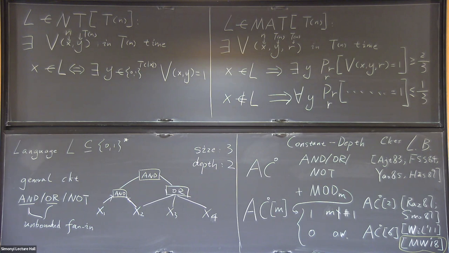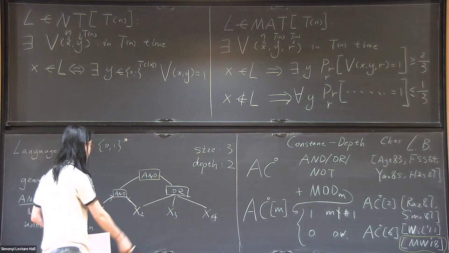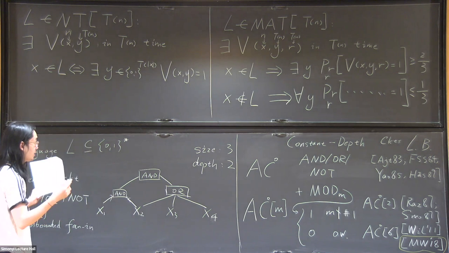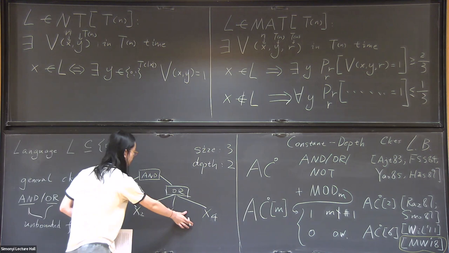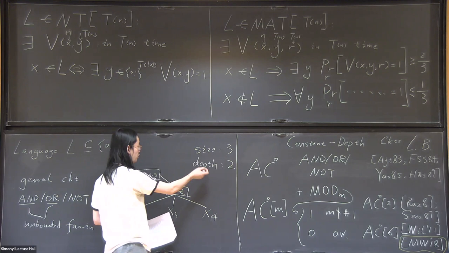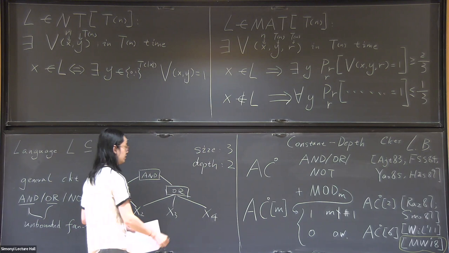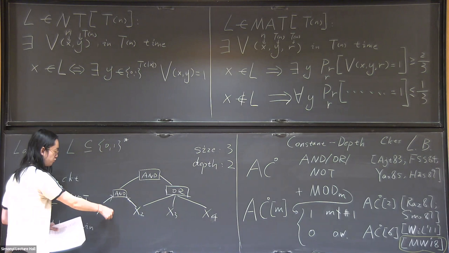First of all, a language is just a subset of Boolean strings. When I say general circuit, I mean it's a directed graph. You are essentially trying to build a complex function out of some simpler functions. Those simpler functions are called gates. For example, if I look at this diagram, this is a circuit of three gates. I'm measuring the size by the number of gates, except the inputs. And it has depth two. By depth, I mean the longest path from an input to the single output.